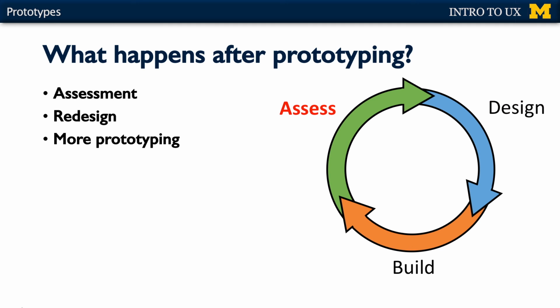And after developing a prototype, you're going to use it to assess whether you're on the right track or not. You might do that through user testing or through inspection methods or just through getting feedback from different stakeholders. And then after that assessment, you'll go through subsequent design processes and more prototyping and continue around this cycle until you're satisfied with the product.